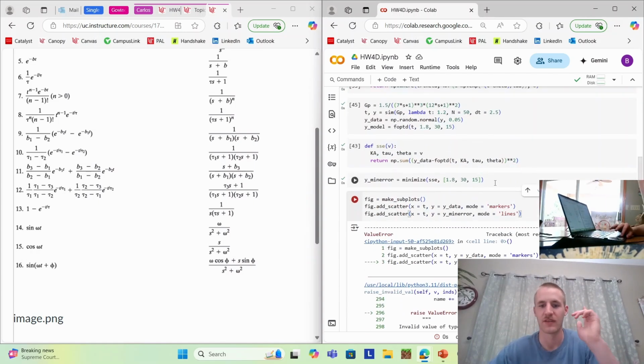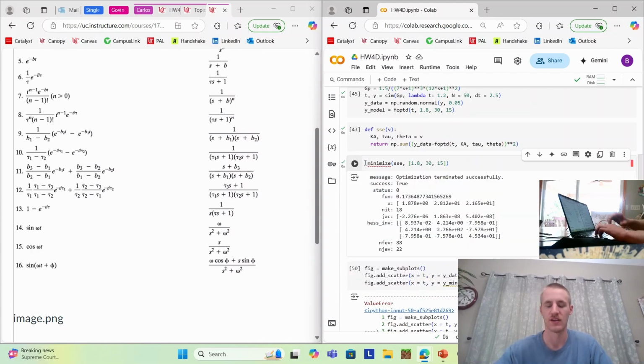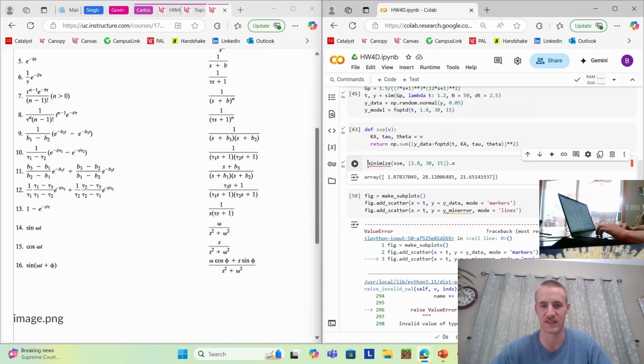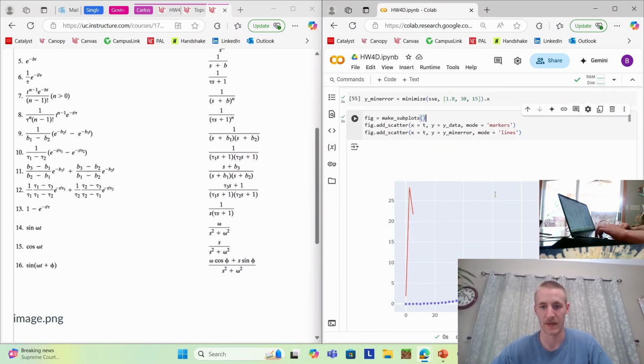Oh, we want only the x from that, right? So if I go ahead and enter there, if I delete that and then enter, there's all this stuff. If we just do .x, we just get that array. So .x, and then we are able to graph it, and it looks atrocious. What happened here?